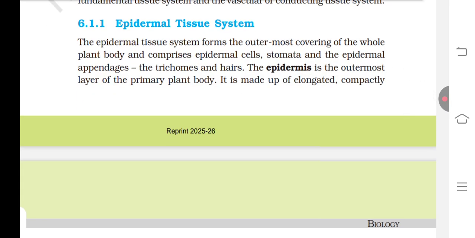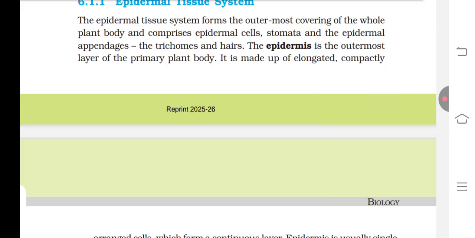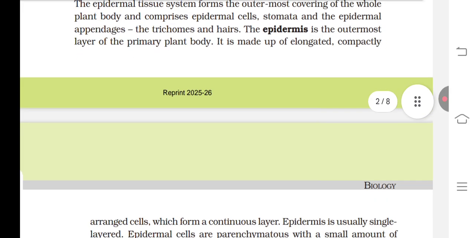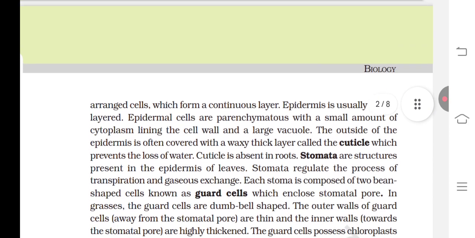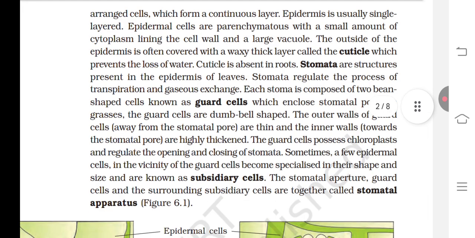Epidermal tissue system. The epidermal tissue system forms the outermost covering of the whole plant body and comprises epidermal cells, stomata, and the epidermal appendages, the trichomes and hairs. The epidermis is the outermost layer of the primary plant body. It is made of elongated, compactly arranged cells which form a continuous layer. Epidermis is usually single layered.